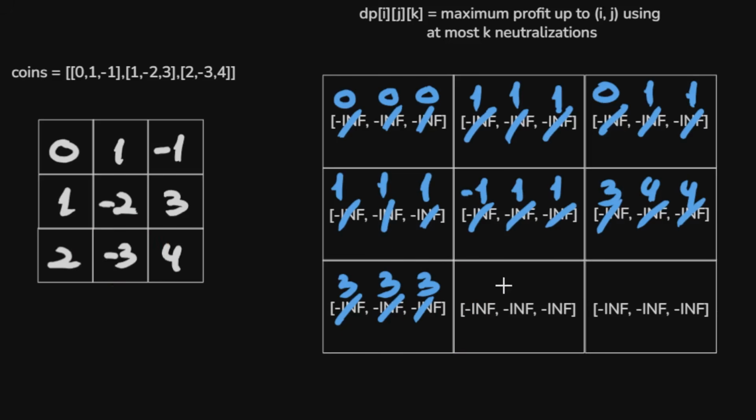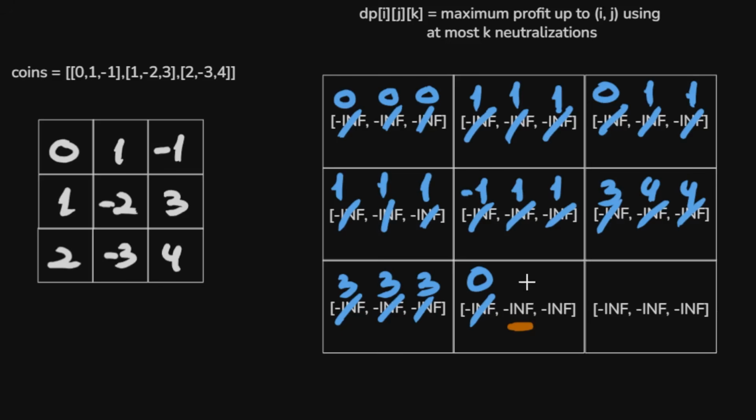Next we are here and we could come from either above or left. What if we use 0 neutralizations and we come from above? Well, we can take this number plus minus 3 and this is minus 4. What if we come from the left? We are still using 0 neutralizations. We take the previous accumulated number plus minus 3 and this is 0. So the number here should be the maximum between minus 4, 0, minus infinity, which is 0.